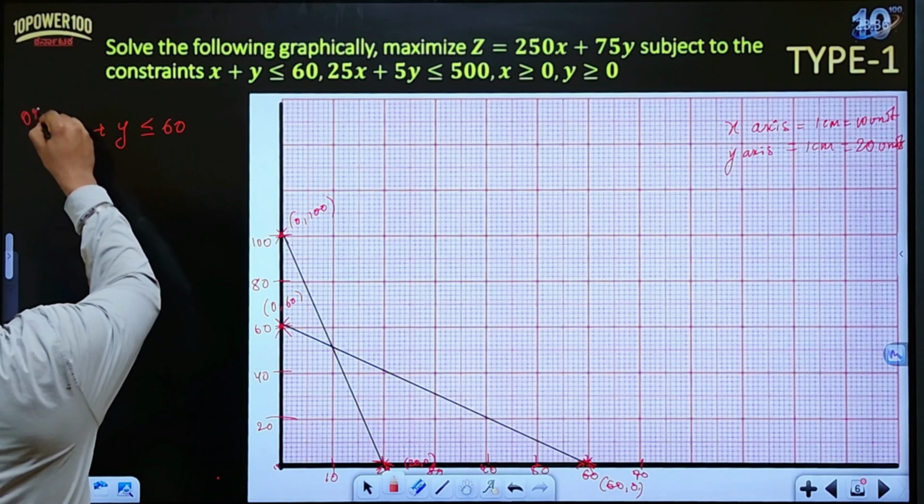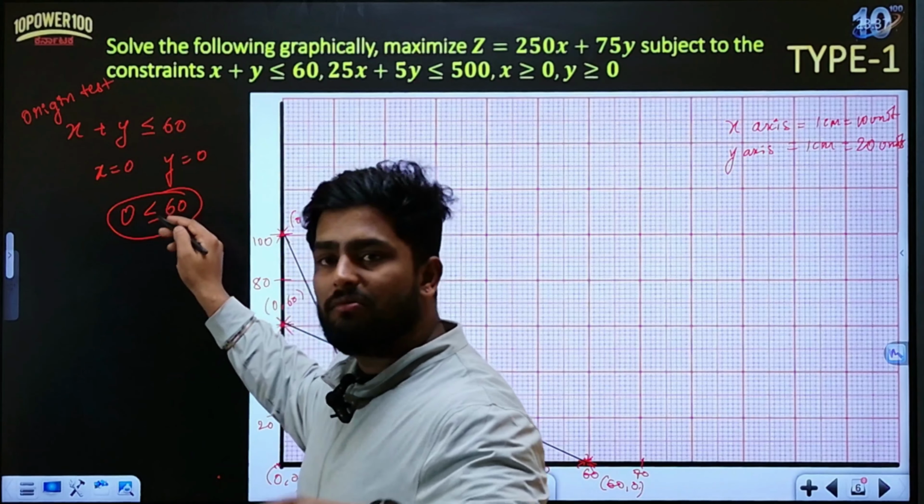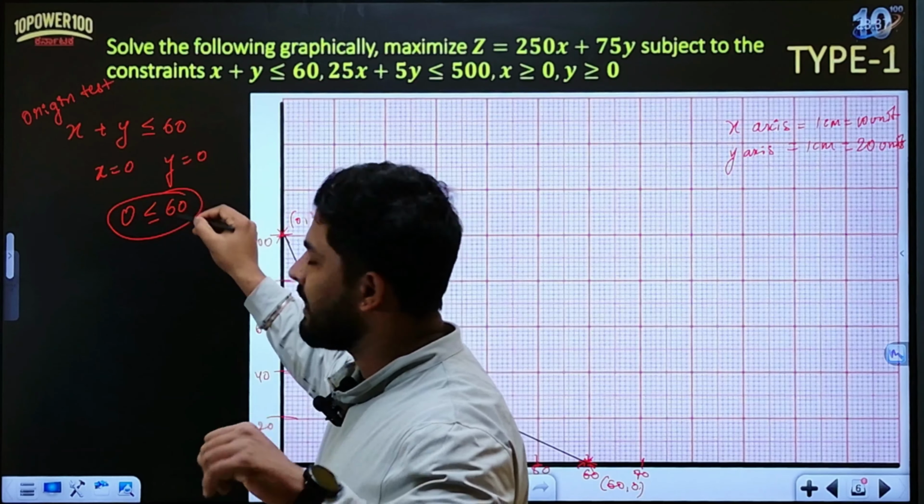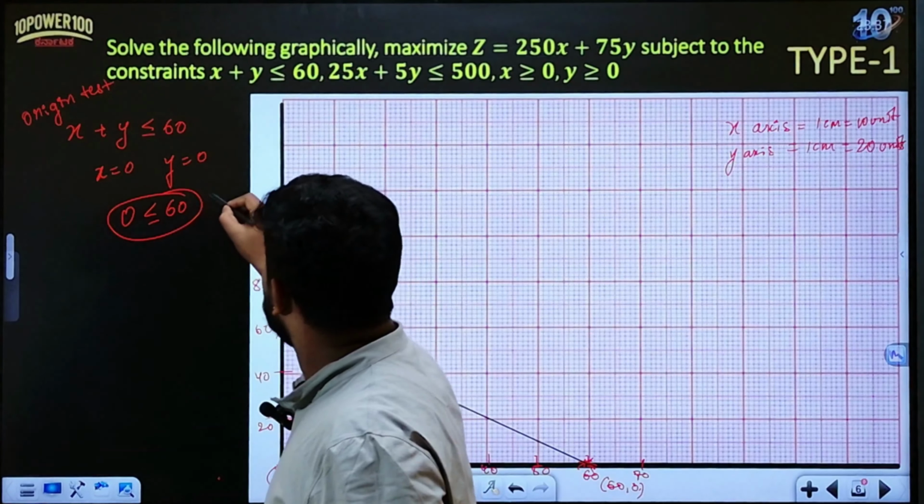Now what are the coordinates of the origin? It is 0 comma 0, right? So let's put the same point in the place of x and y. If I put x is equal to 0 and y is equal to 0, we get 0 less than or equal to 60, correct? So now what is the meaning of this? 0 is less than or equal to 60, so the inequality is correct. So this is actually true.